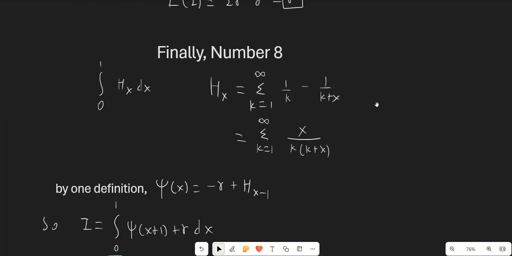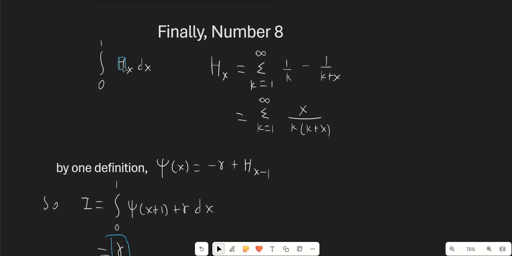And finally, number 8 is really, really simple. This one's a little bit interesting since we have the integral from 0 to 1 of h sub x dx, and h sub x represents the fractional harmonic numbers. So if x were a positive integer, it would just be the same as a harmonic number, but it also interpolates and has values for all fractional numbers, and it's a continuous and differentiable function, which is nice. So h sub x equals the sum from k equals 1 to infinity of 1 over k minus 1 over k plus x, or the sum from k equals 1 to infinity of x over k times k plus x.